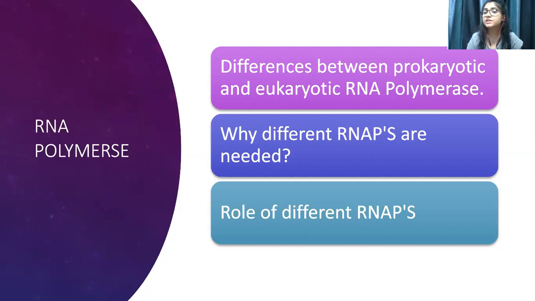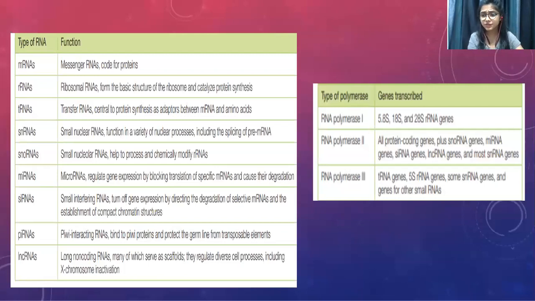Why are different RNA polymerases needed? As I've told you, a single RNA polymerase is not enough to transcribe all kinds of RNAs. So let's see what the different kinds of RNAs are which we usually see. We see mRNAs, rRNAs, tRNAs, snRNAs, and so on. So this is the general function of all the different kinds of RNAs.